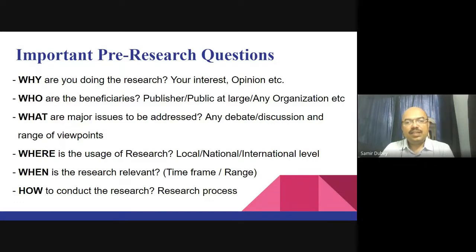And if the research is being conducted or funded by a specific organization, then they would have their own objectives. So we will have to work as per the objectives or the directions given to us by that specific organization.